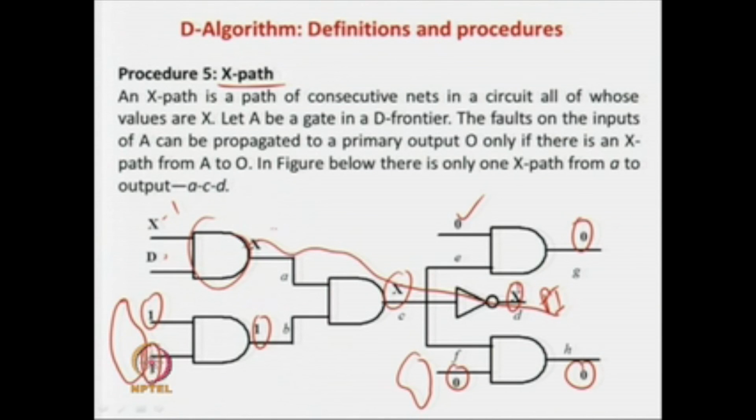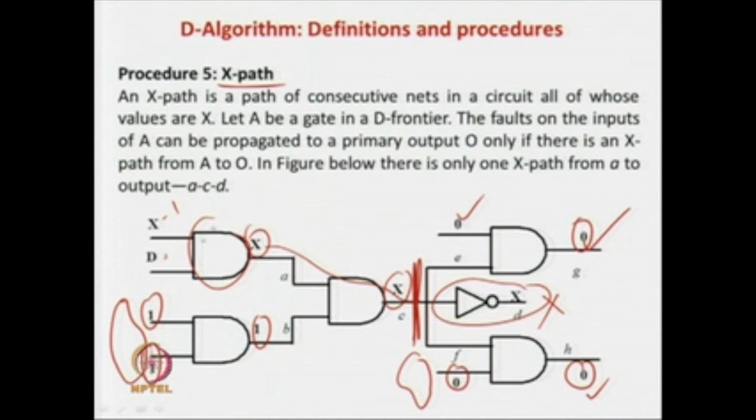If there is no path like this, say for example, had this gate not been there, then what will happen? There is no path from this D frontier which is all covering through the x gates, where the output of the gates are x. So it will come here, and after that this one is also known and this one is also known. So after this the fault propagation will definitely be terminated here.